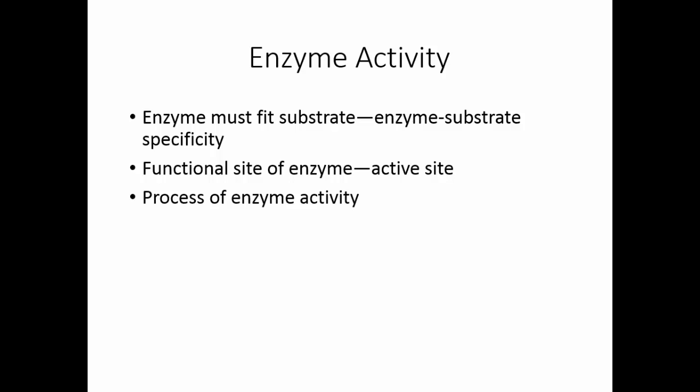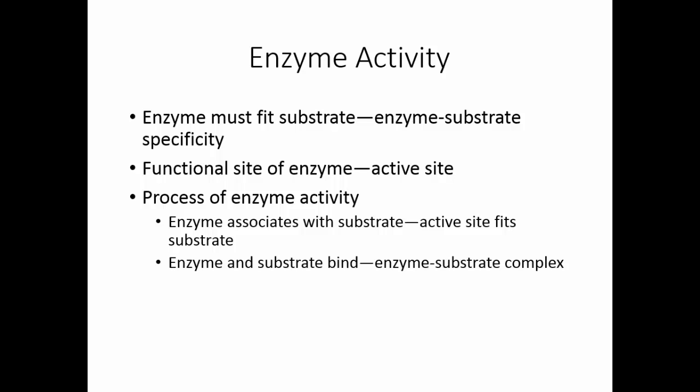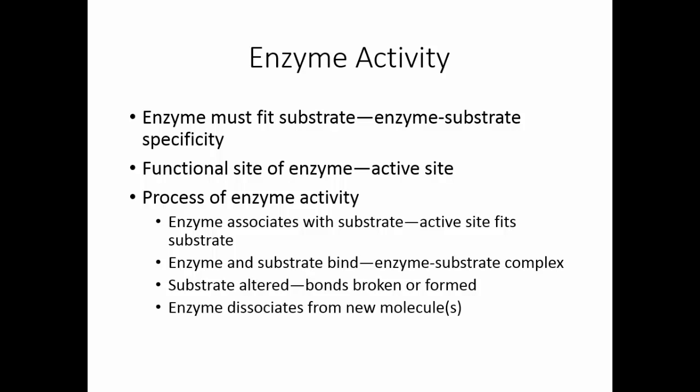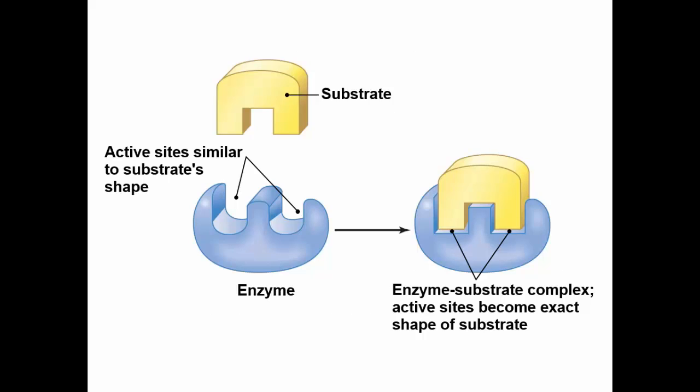For enzyme activity to occur, the enzyme has to associate with its substrate. That is, the active site has to fit the substrate. The enzyme and substrate bind, so we have an enzyme-substrate complex, and then the substrate is altered. Bonds can either be broken or bonds can be formed. The enzyme will then dissociate from the new molecule or new molecules and go on to work with another substrate. So here we see a substrate fitting into its enzyme, and we have the enzyme-substrate complex. This is going to work only because proteins have that specific shape.